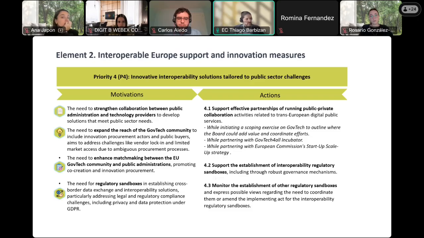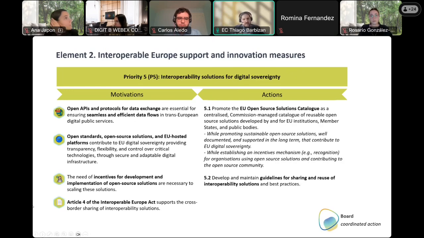Here, maybe in the Q&A we can talk more about regulatory sandboxes, but let's move then to the next priority, which is linked to interoperability solutions for digital sovereignty. And here it's really the contribution that open source solutions can have on sovereignty at large.